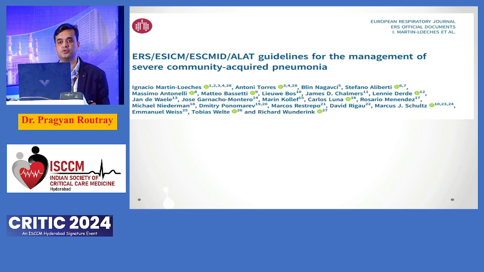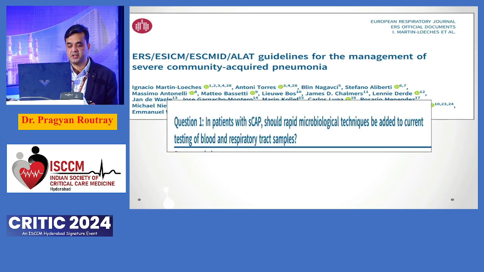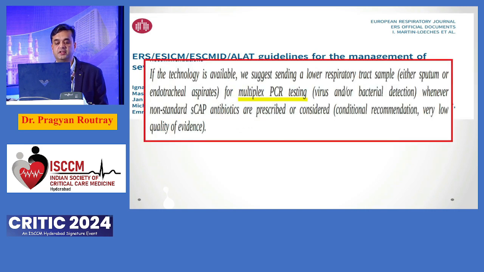In the guideline, the first question they have put up is, in patients with severe community acquired pneumonia, should rapid microbiological technique be added to current testing of blood and respiratory tract samples? It came just 1 year back. The answer was very subtle. So if the technology is available, it's directly from that guideline.